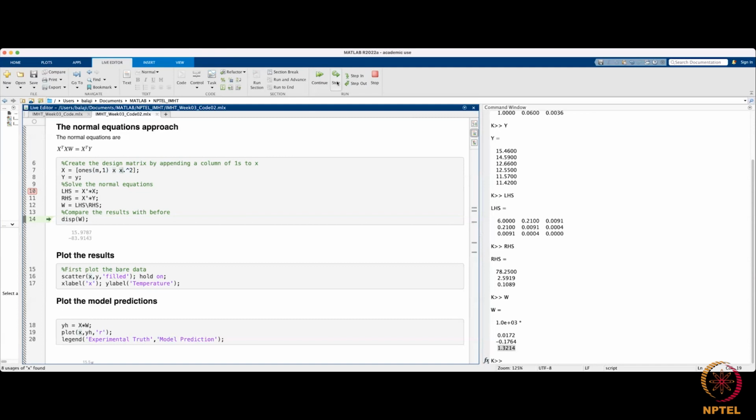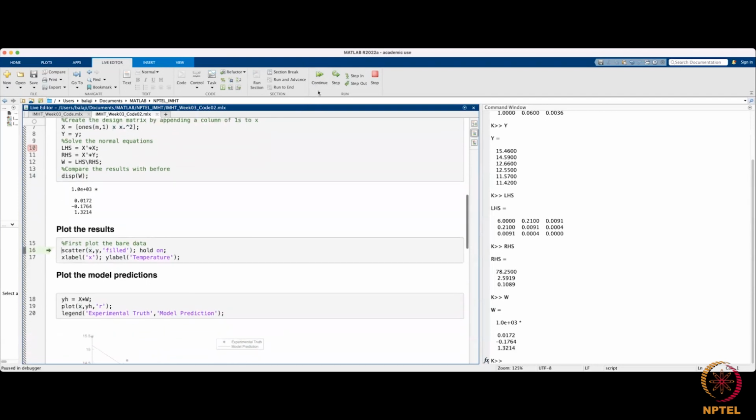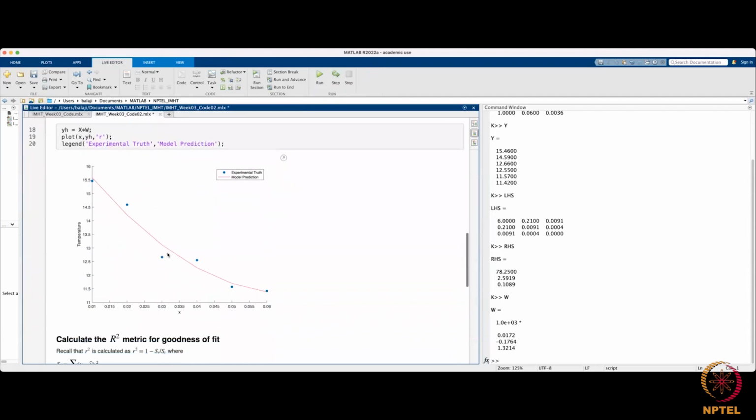Now if we come here and we plot the data, I'm going to do the whole thing now. Now notice our model prediction is a curve. The red line here is a curve because it's a quadratic curve. It kind of seems to fit better, but we put no extra effort as far as the formulation of the problem is concerned. This is the power of the normal equations approach.